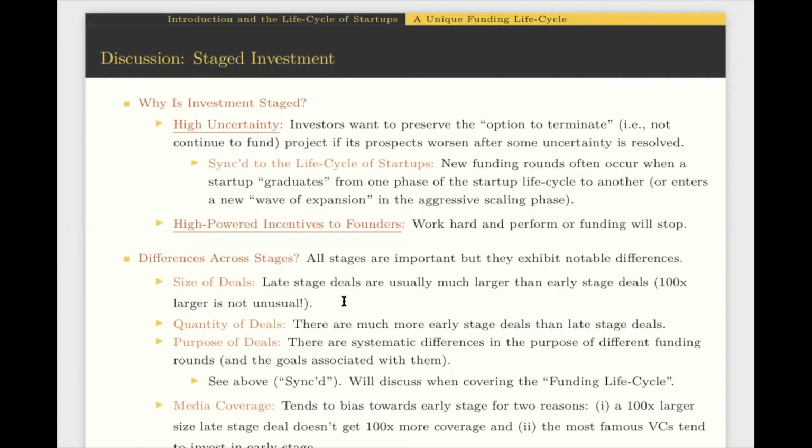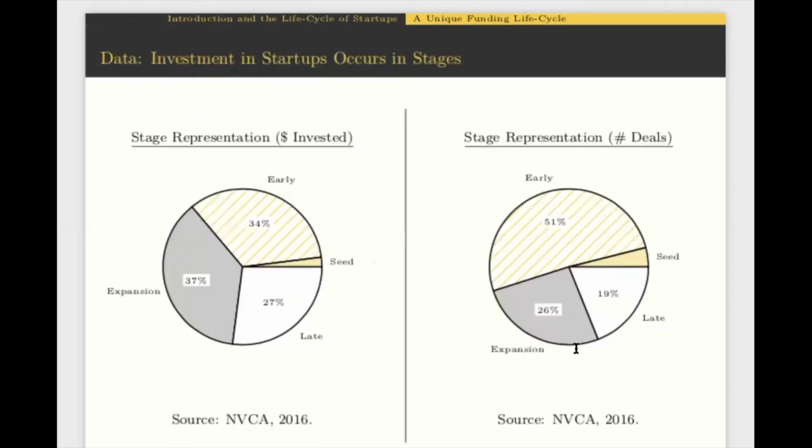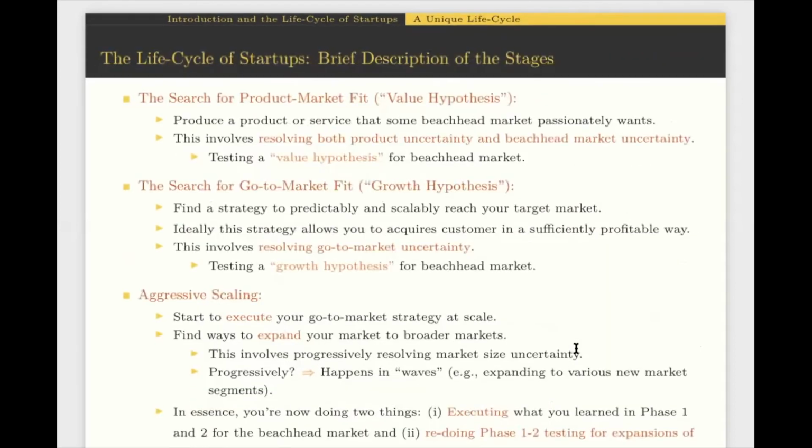Another important thing to keep track of with funding rounds is that they tend to have very specific purposes, and there are systematic differences in the purpose of the different funding rounds. So as I mentioned earlier, an early funding round from a VC might have as its purpose helping a startup reach product market fit.